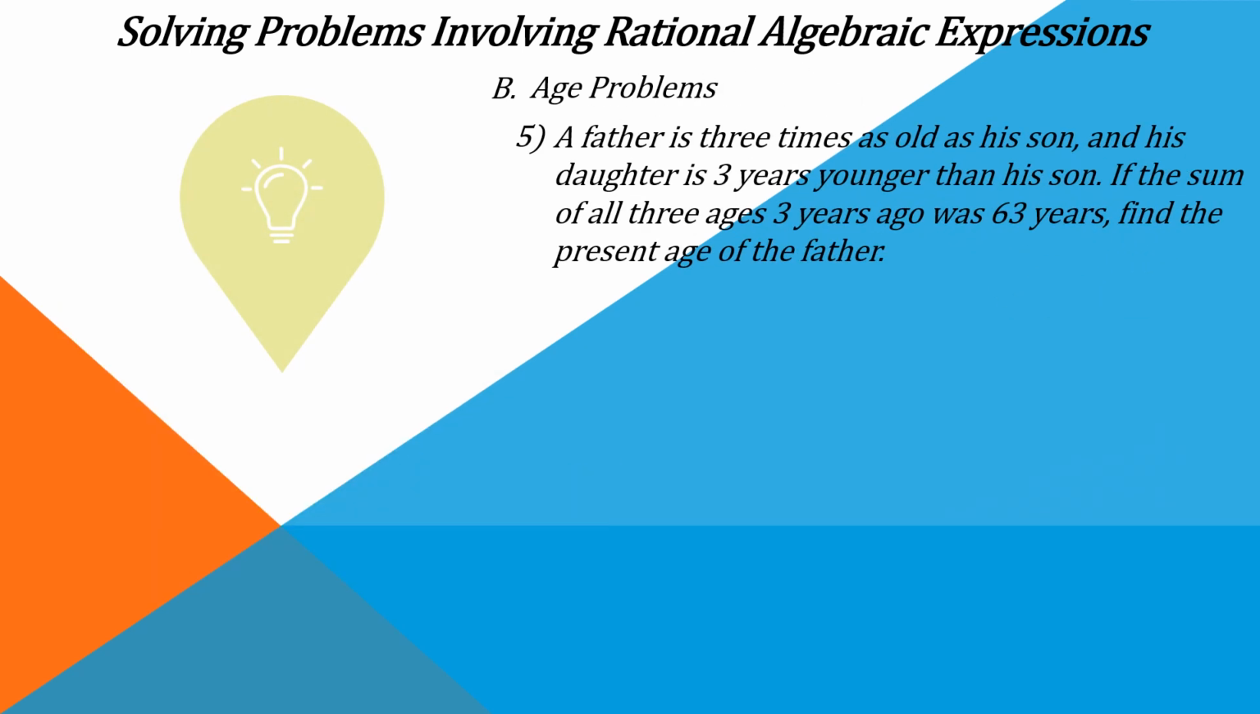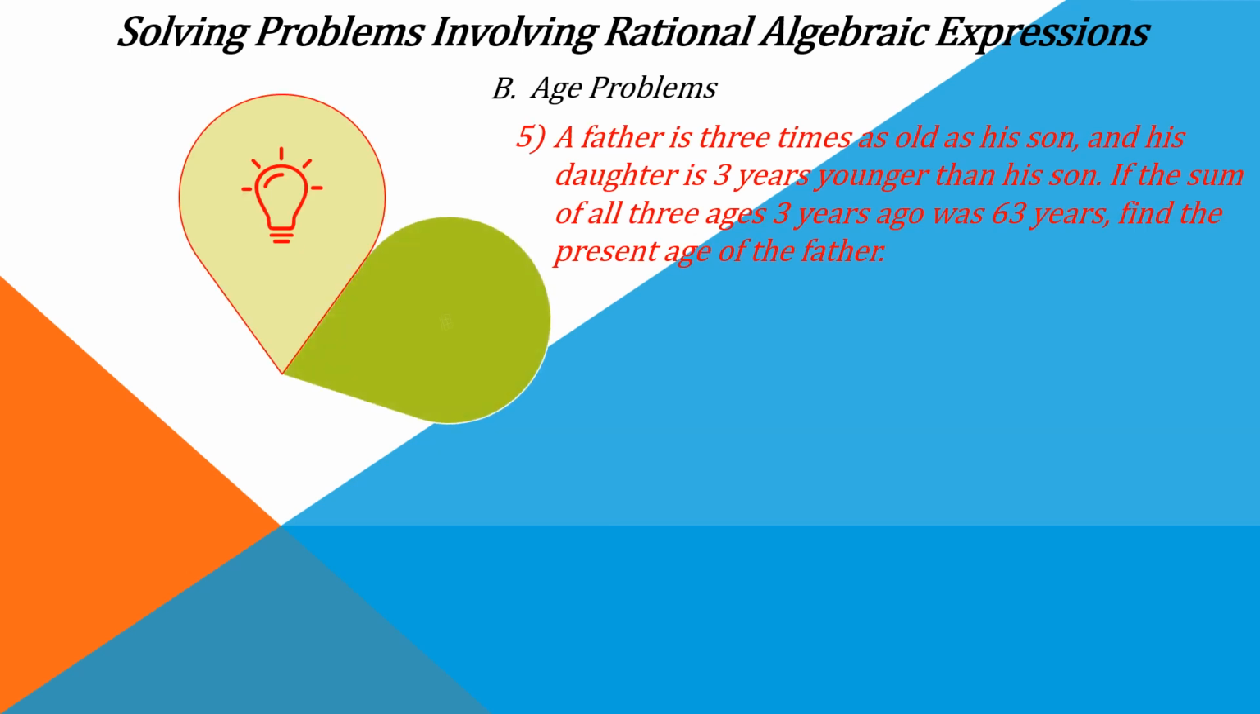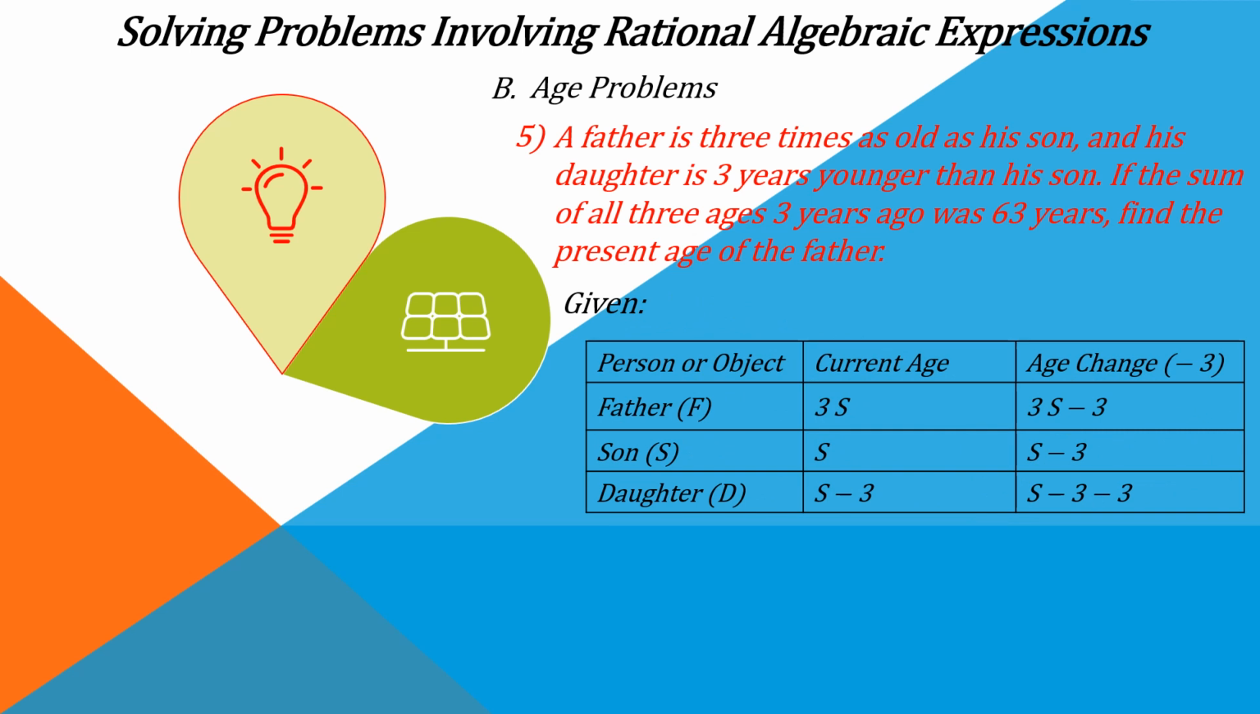We have example number 5. A father is 3 times as old as his son, and his daughter is 3 years younger than his son. If the sum of all three ages 3 years ago was 63 years, find the present age of the father. Now, this is comparison of three persons' age. And again, we have to take all the given, and we have the data wherein we have the first column as person: father, son, and daughter.